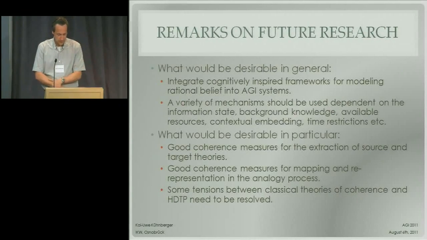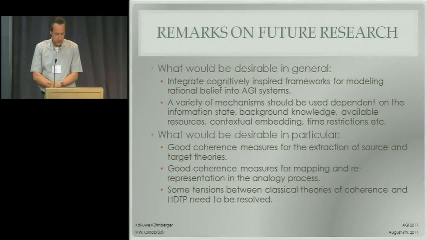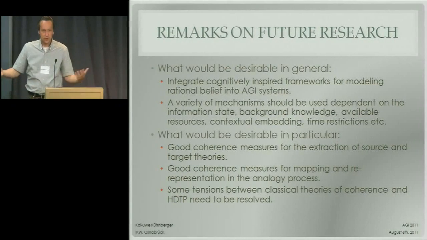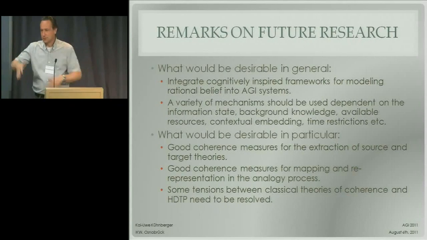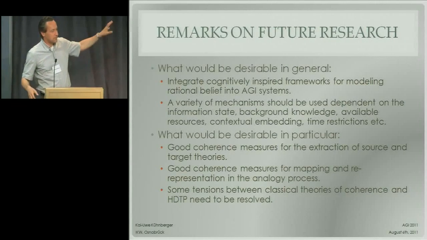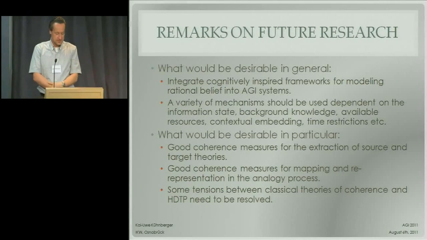Remarks for future research. What would be desirable in general? To integrate cognitively inspired frameworks for modeling rational belief into AGI systems, also addressing such particular problems and giving some reasonable explanations of how this should be modeled in such an AGI system. Clearly, a variety of mechanisms should be used depending on the information state the agent or the program or the system is in: background knowledge, available resources, contextual embedding, time restrictions, and so on. This is usually, by the way, quite often not sufficiently taken into account by psychologists.